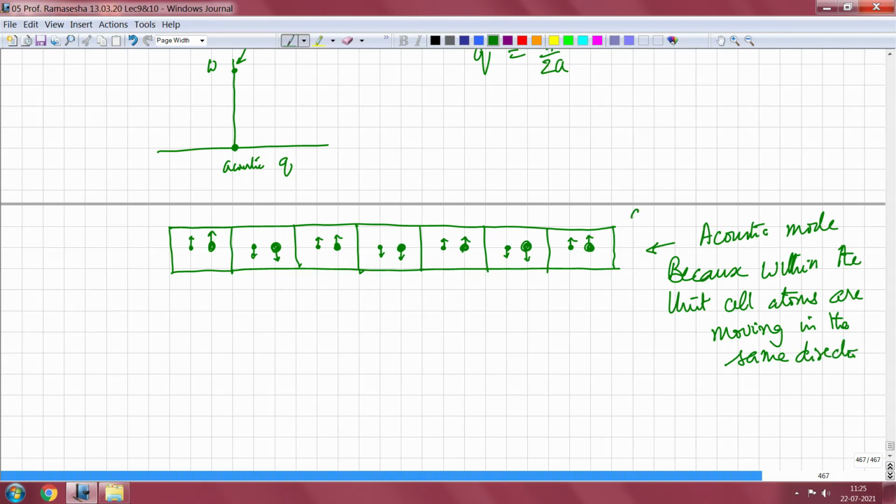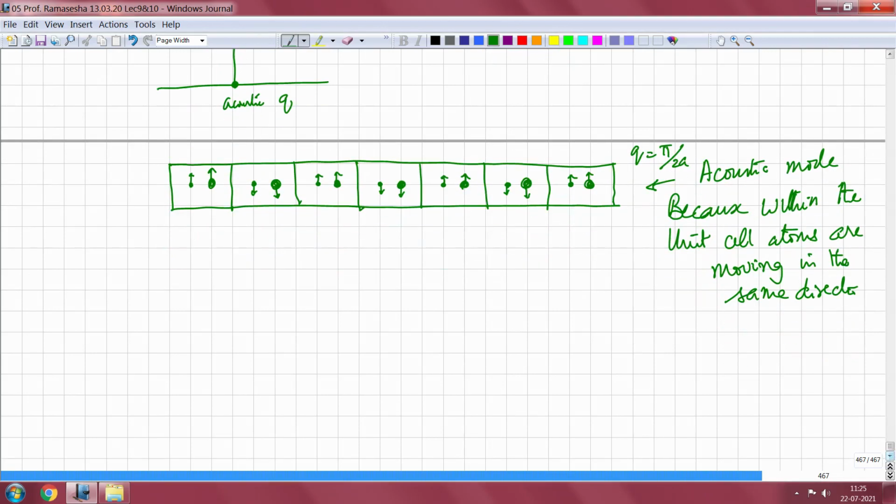And this is q equal to pi by 2a, let me call it, because let us say that the unit cell constant is 2a. That makes life a bit simpler when we want to compare with something else later on. Now let me look at how the optic mode will look.